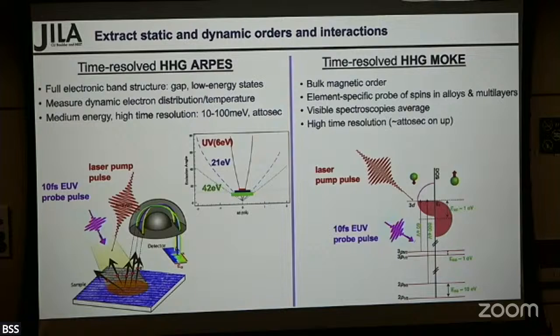Yes. I understand edges are the transition, but what is L and M? L is, for example, in nickel would be from 2P to the Fermi level. Okay. And then M is from the 3P to the Fermi level.